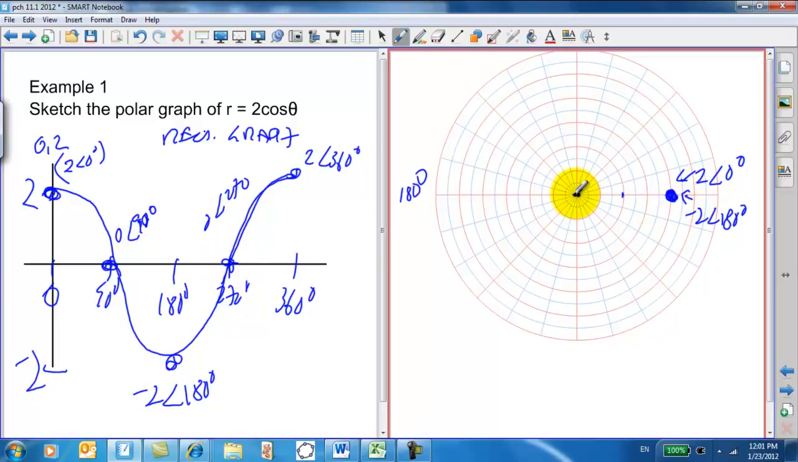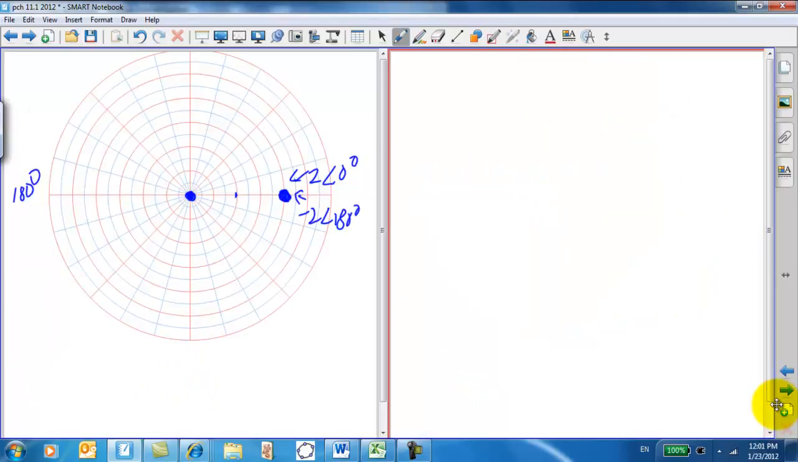0 at an angle of 270, that's the pole again. Anything with a 0 is just basically right at the pole. And 2 at an angle of 360, oh, I did that one already. That's back to this again. So all we've got is 2 points. Let's get a few more. Let's make a little chart and get a few more points to plot here.